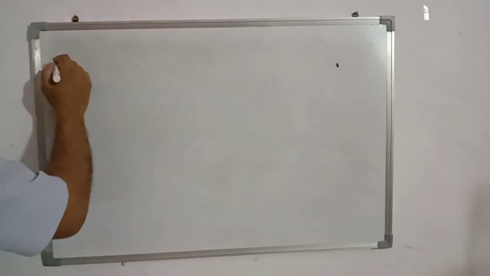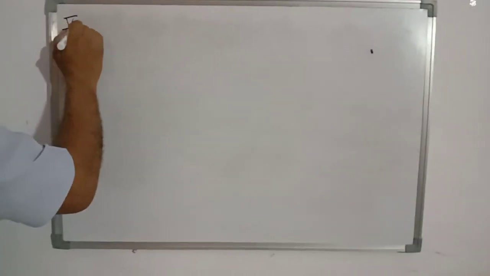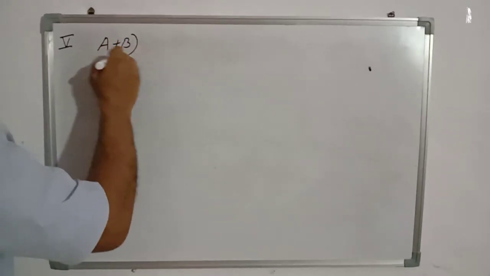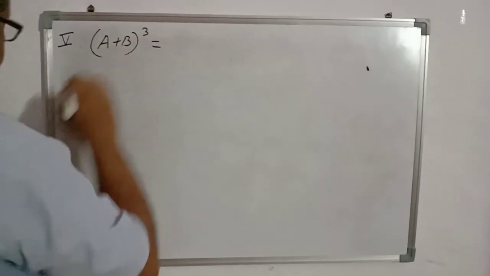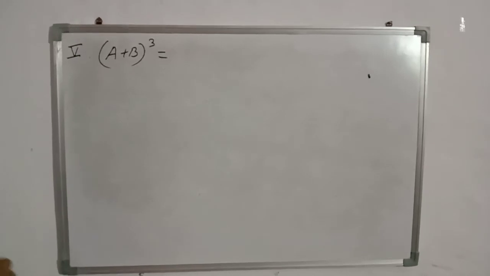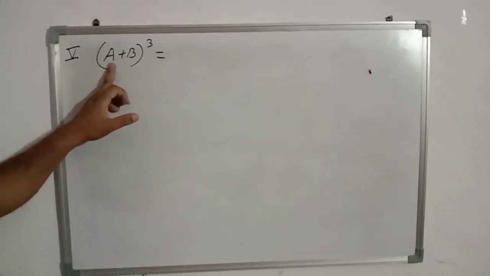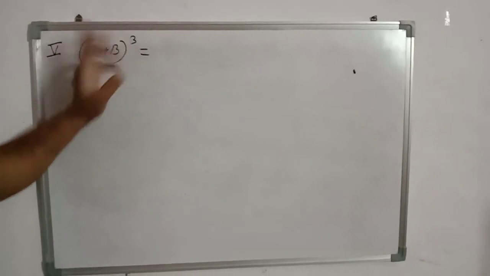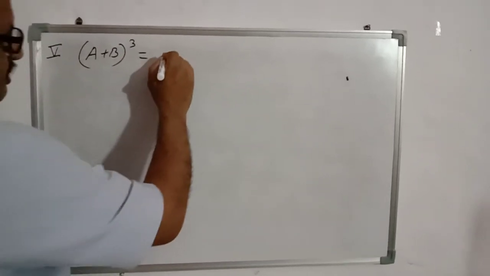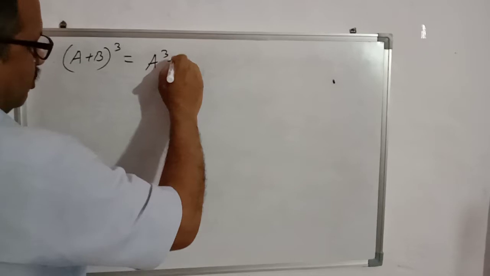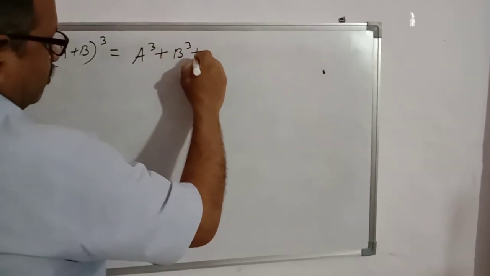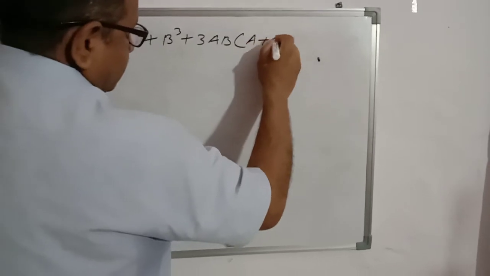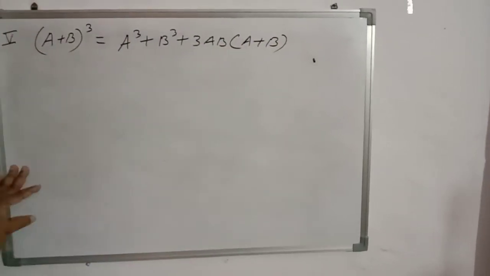Cube of the binomial, identity number 5. (a + b) whole cube. There are two terms here. First term is a, second term is b, so it is called a binomial, and the power is 3. It is a cube plus b cube plus 3ab in bracket (a + b).